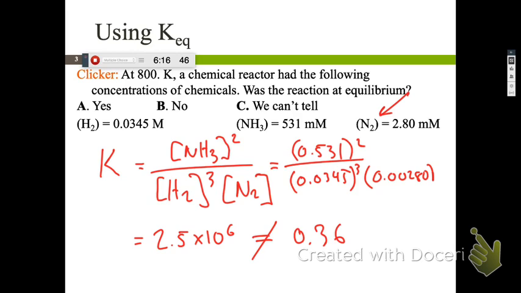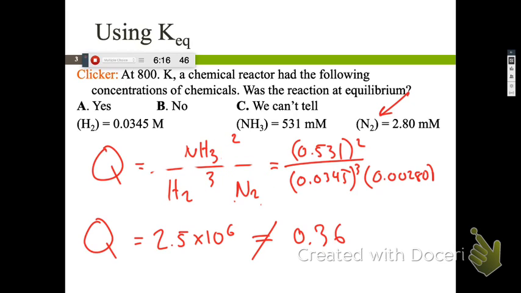So I'm going to give you a new term. The new term for this is not K, it is Q. It's called the reaction quotient. It's not complicated. It basically says that we try to calculate K, but if we don't know it's at equilibrium, we can't call it our equilibrium constant. So we know that our Q is this number.